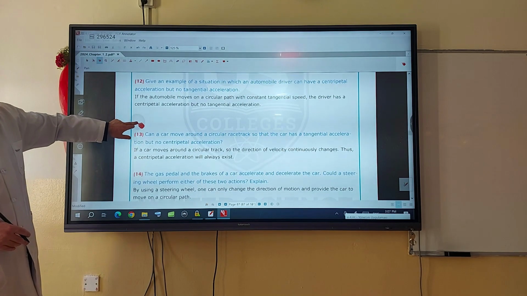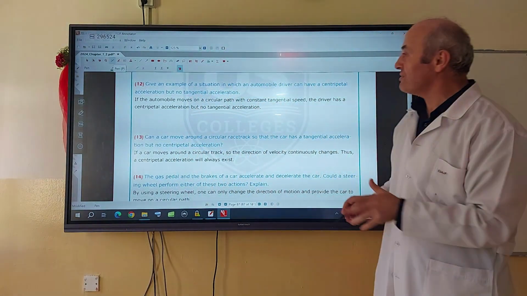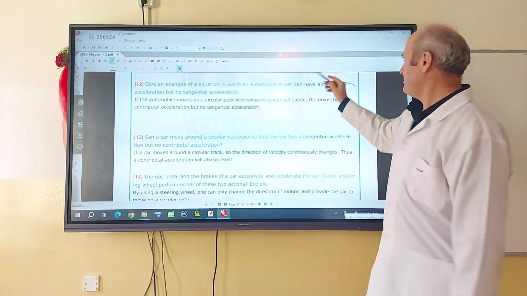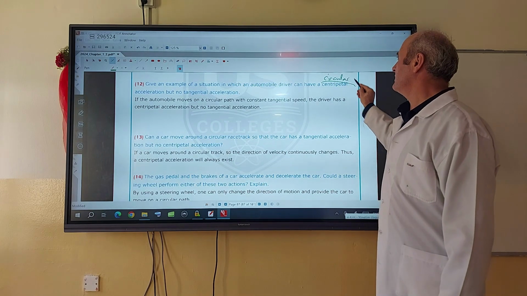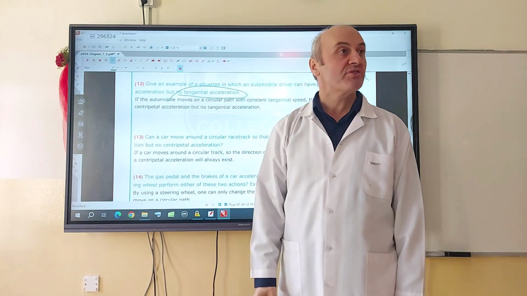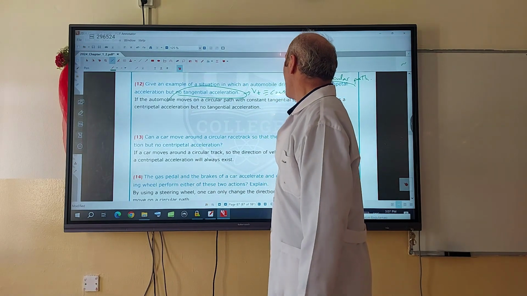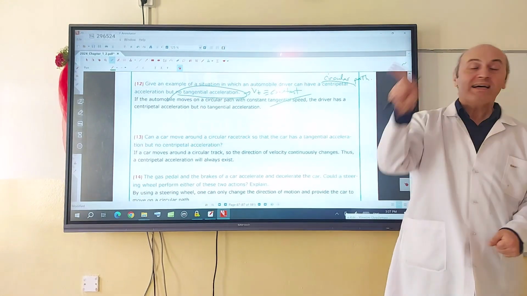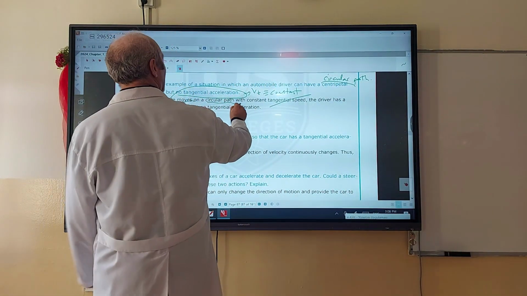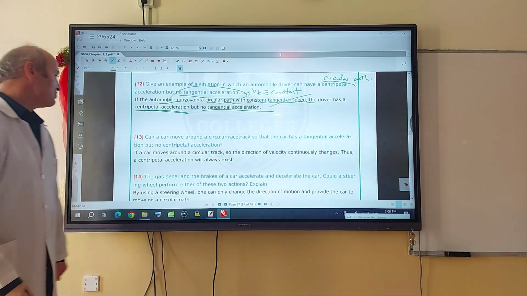Next, give an example of a situation in which an automobile driver can have a centripetal acceleration but no tangential acceleration. It's very easy. Centripetal acceleration, circular path. It must be moving in a circular path. But no tangential acceleration means tangential speed must be constant. Yeah, this object must be moving in a circular path with constant tangential speed. So the automobile moves in a circular path with constant tangential speed. So the driver has a centripetal but no tangential acceleration.